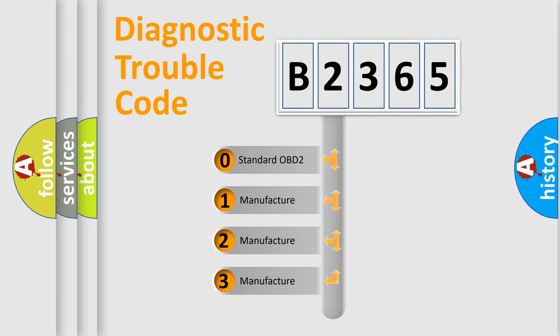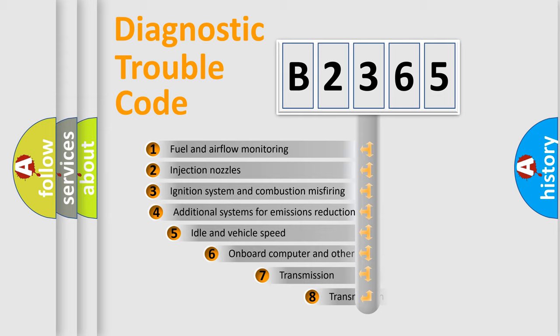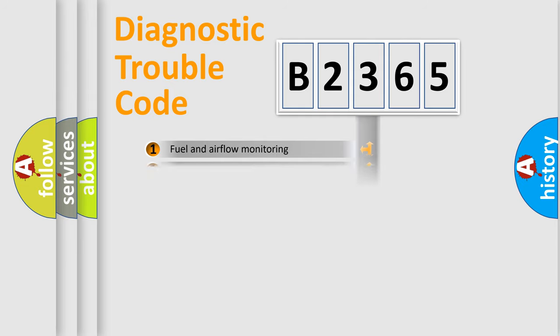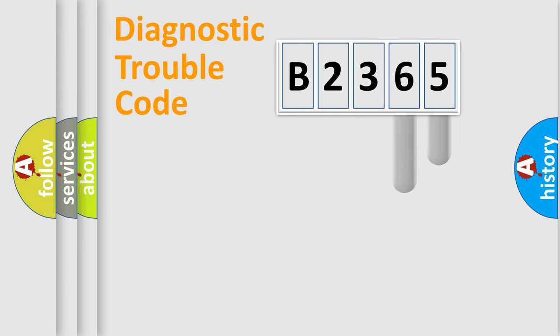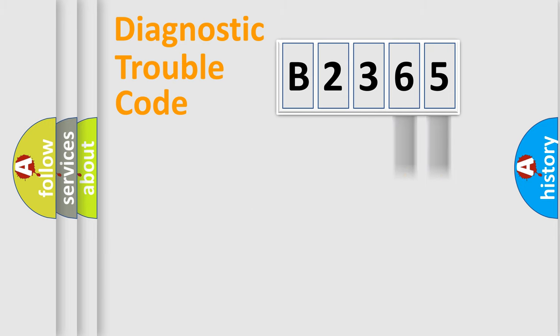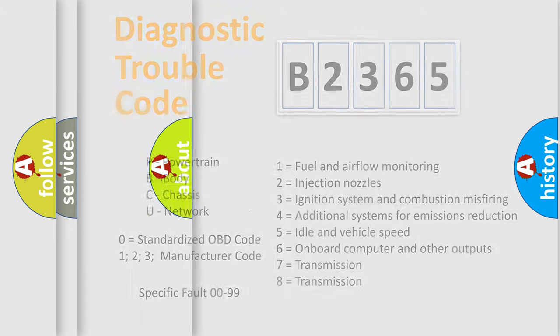If the second character is expressed as zero, it is a standardized error. In the case of numbers 1, 2, 3, it is a more specific expression of a car-specific error. The third character specifies a subset of errors. The distribution shown is valid only for the standardized DTC code. Only the last two characters define the specific fault of the group. Let's not forget that such a division is valid only if the second character of the code is expressed by the number 0.